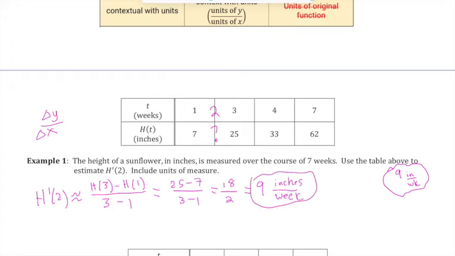And there is the solution to the problem. So basically we're saying it's about 9 inches a week. That is the instantaneous rate of change at 2. But again, we had to estimate it using average rate of change. So again, this is the derivative.